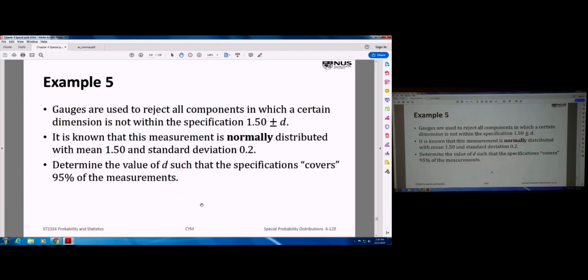Okay, let's have a look at example 5. Gauges are used to reject all components in which a certain dimension is not within the specification 1.5 plus or minus d. It is known that the measurement is Gaussian and the mean is 1.5 and the standard deviation is 0.2. We want to find d such that the specification covers 95% of the measurements. So let's try and interpret what this is asking us before we do.